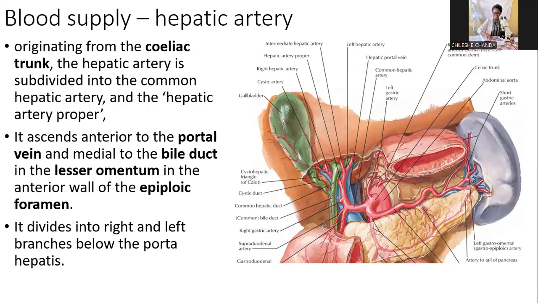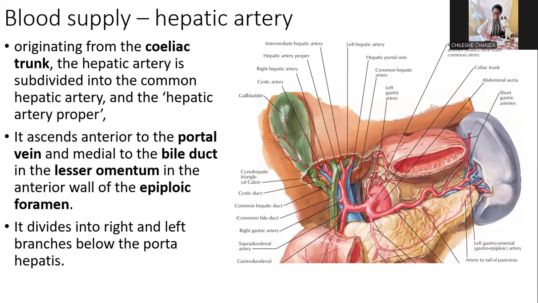The common hepatic artery will also bifurcate into several other vessels, but right now we're interested in the branch which takes blood to the liver, and that branch is the hepatic artery proper. The hepatic artery proper will further divide into the right and left hepatic arteries, taking blood one to the left lobe and the other to the right lobe.